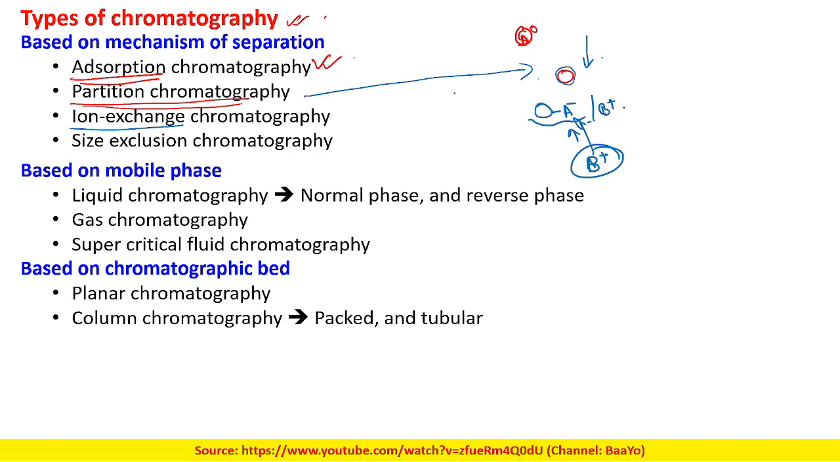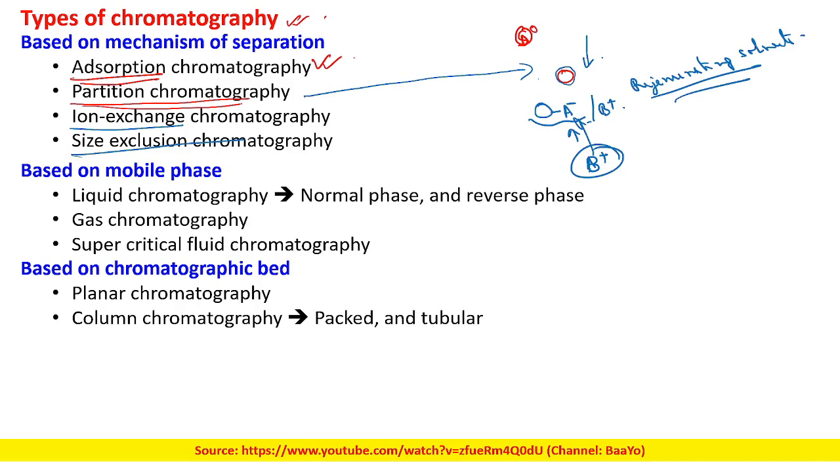And later on, when you have removed all the impurities from the system, then you can change the property of the ions by giving some regenerating solvents, which will be able to remove the cations from the system.